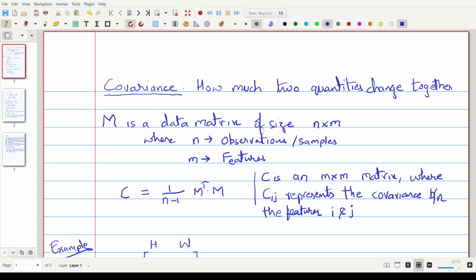So what we get is C, an m cross m square matrix, where Cij, the element in the ith row and jth column, represents the covariance between the features i and j.